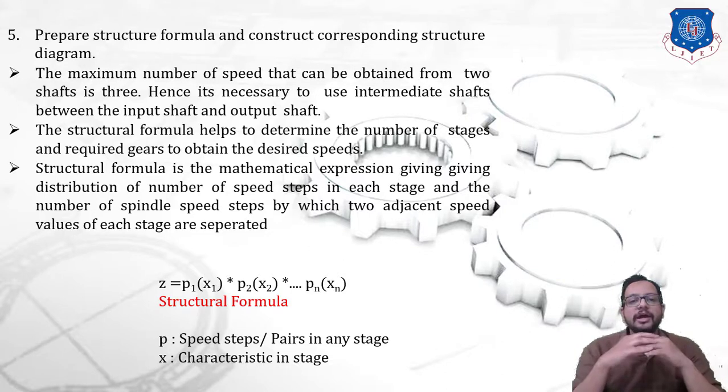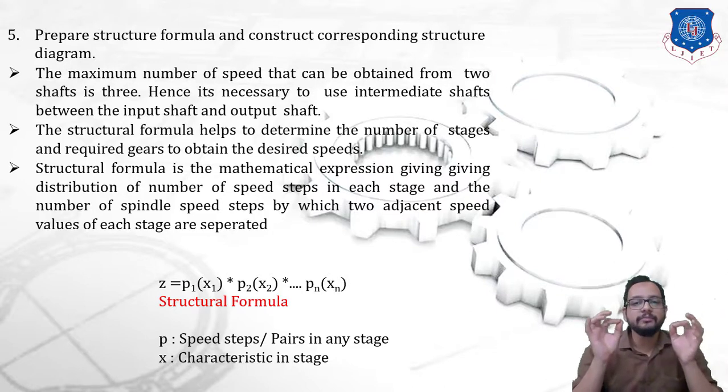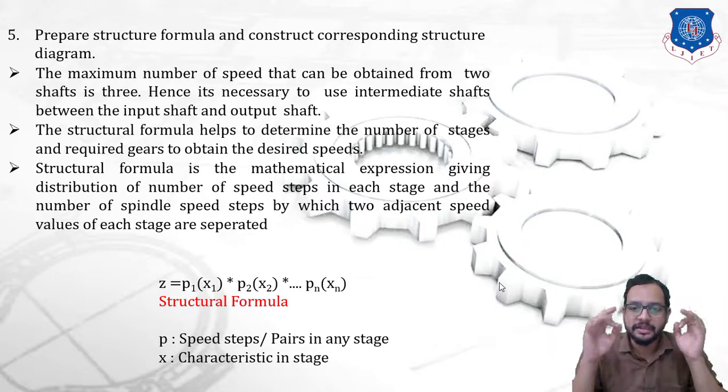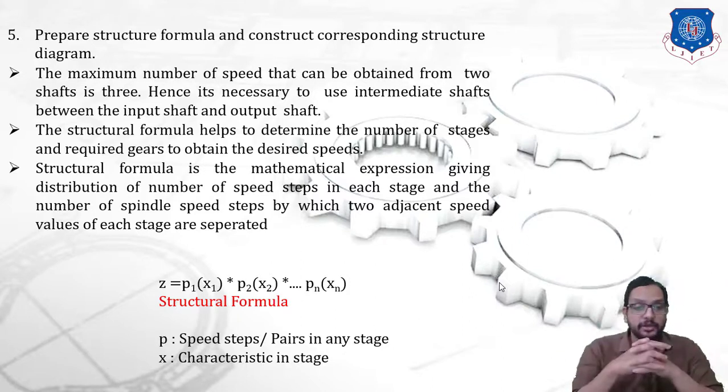The structural formula helps to determine the number of stages and required gears to obtain the desired speeds, which means by means of a structural formula we can determine the number of stages and how many gears are required to obtain the desired speeds. The structural formula is the mathematical expression giving a distribution of the number of speed steps in each stage, along with the number of spindle speed steps by which two adjacent speed values of each stage are separated. So these two things are indicated by the structural formula.